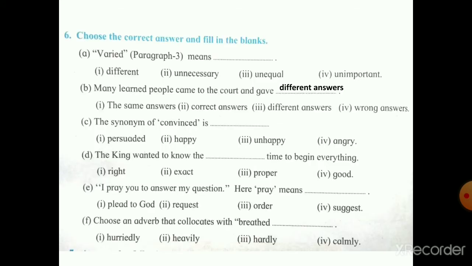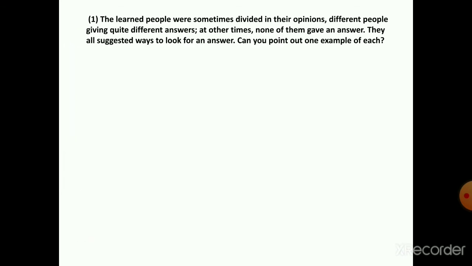Your next question is a fill in the blanks. First one is varied, from paragraph 3, which means different. Many learned people came to the court and gave different answers. Third one, the synonym of convince is persuaded. D is that the king wanted to know the right time to begin everything. Then the next one: I pray to you, answer my questions. Here pray means request. And the last one: choose an adverb that collocates with breathe. Breathe heavily, this is the collocation.